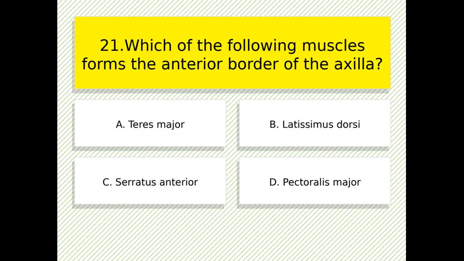Let me throw another one at y'all because that one was a little tough. All right, last one. Which of the following muscles form the anterior border of the axilla? So here's the anterior. That's the front of the armpit. Say your client is supine on the table, the arm is abducted, and you grab that portion of muscle just above the armpit. What muscles are you grabbing?